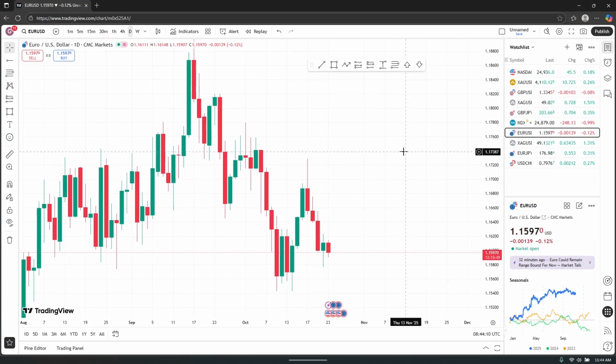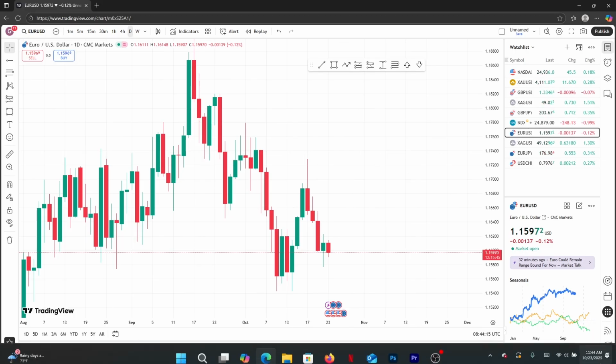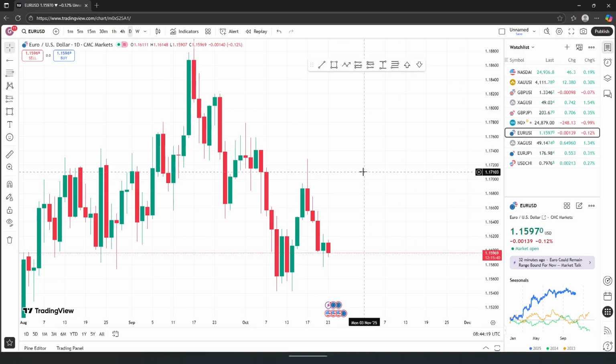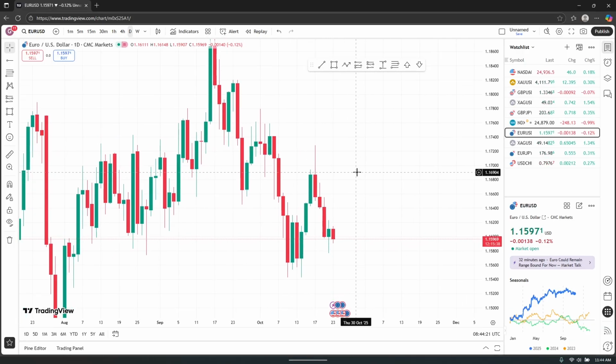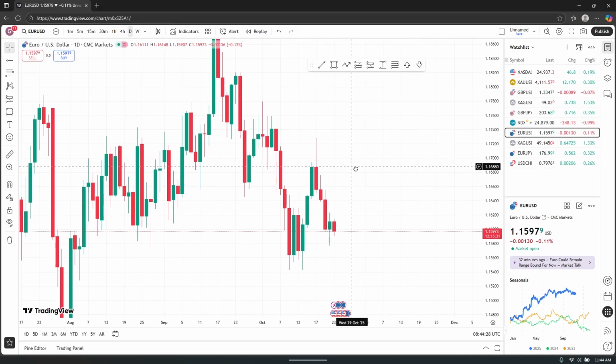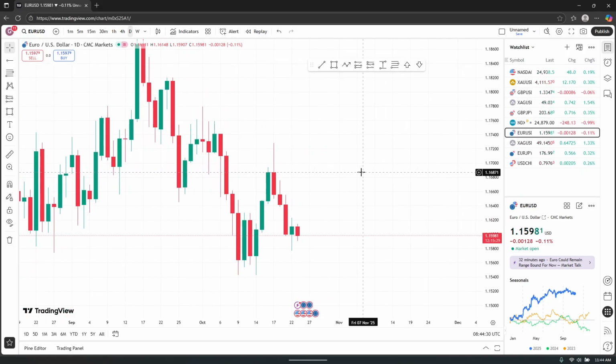This is a price action review of Euro USD. Today is Thursday, October 23rd, 2025. We want to look at what price has done in the recent past and what it is likely to do. So we are starting off in the daily time frame.